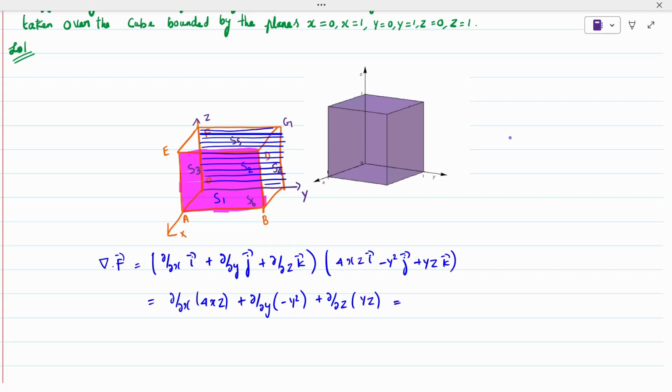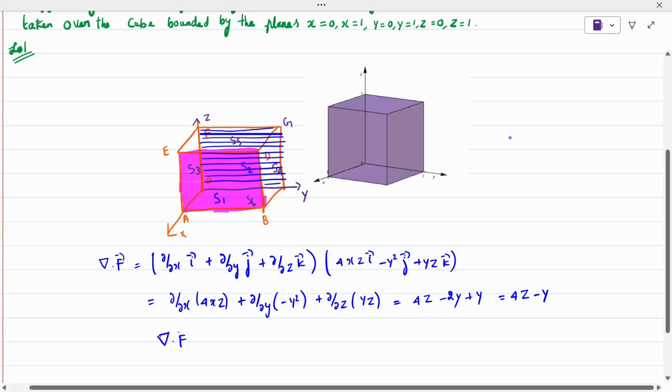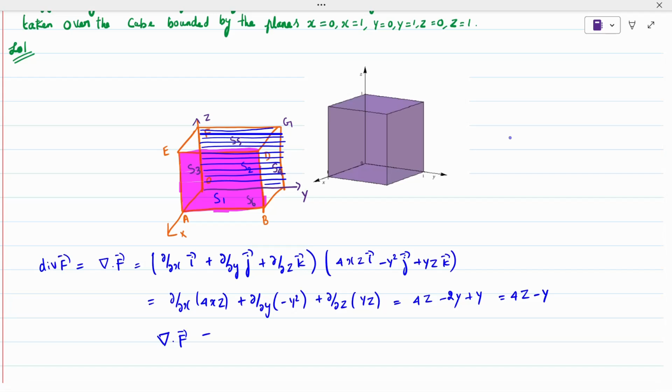So differentiating with respect to x, I get 4z. With respect to y, I get minus 2y. With respect to z, I get plus y. So it becomes 4z minus y. So my del dot f vector, or div dot f vector, is 4z minus y.